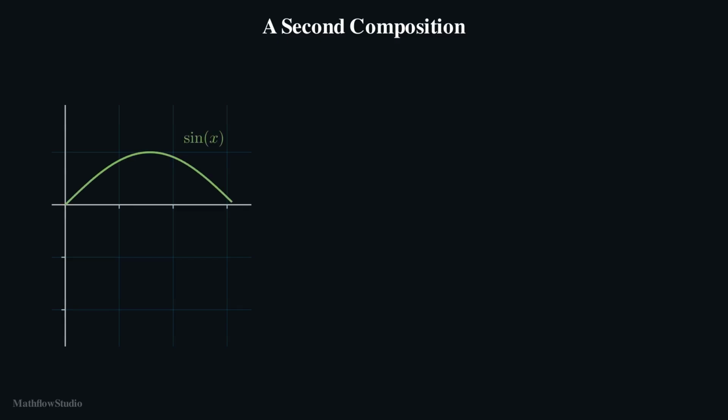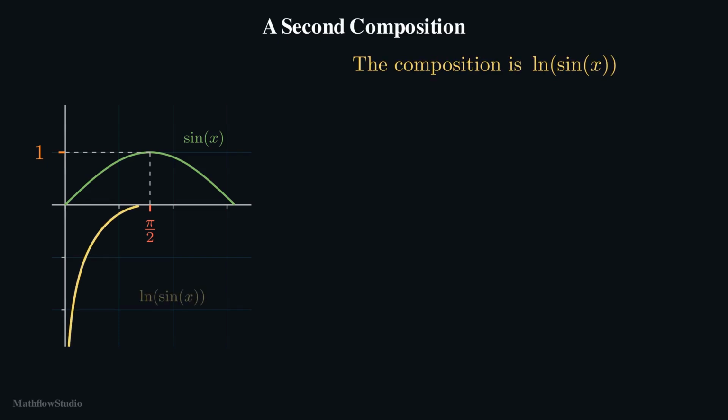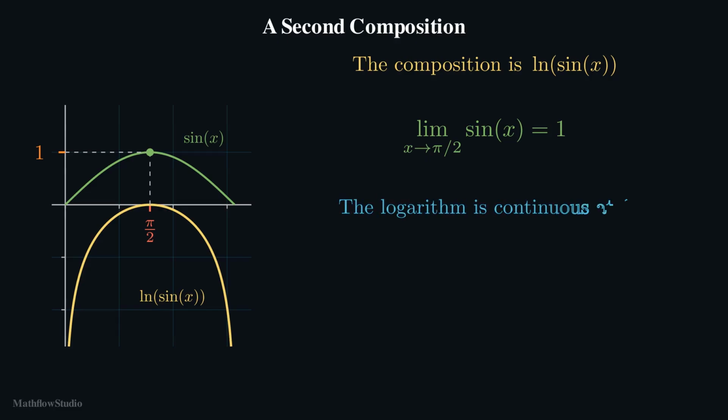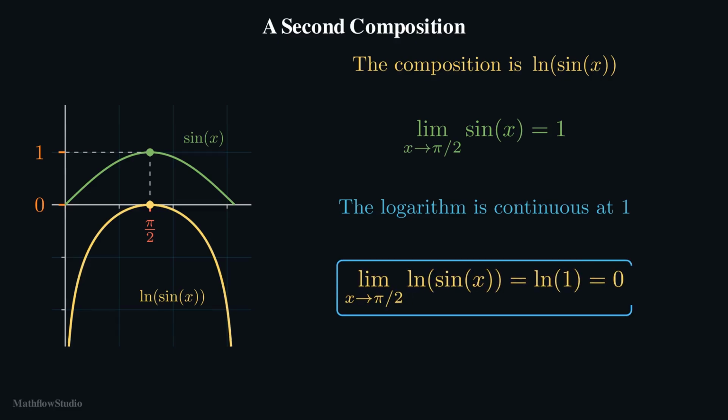The theorem is not an accident of one particular pair, and a second composition runs the same way. The inner function is the sine, which rises to 1 at a quarter turn. The outer function is the natural logarithm, so the composition is the logarithm of the sine. The inner function approaches 1 as the input approaches a quarter turn. The logarithm is continuous at 1, so the limit moves inside it. The logarithm of 1 is 0, so the composition approaches 0 there.